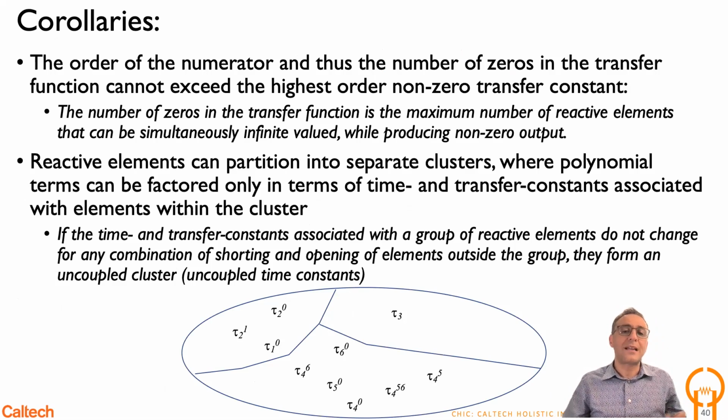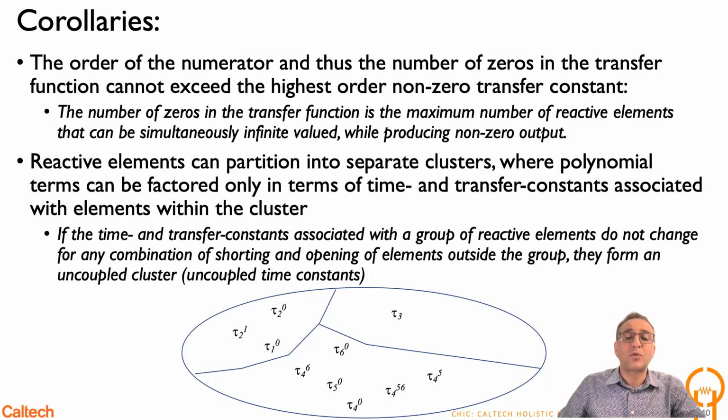And the way you know it is that you can see, for example, for the single tau3, if the tau3 doesn't change regardless of how you short circuit or open circuit. So for element 3, let's say it's a capacitor, C3, and it doesn't matter whether you short circuit or open circuit all the other inductors or capacitors, and the resistance seen by this C3 does not change, then this time constant is what we call uncoupled, which basically means that this term can be factored out of the big polynomial separately. And in that case, there's a one-to-one correspondence between that time constant and the pole frequency.